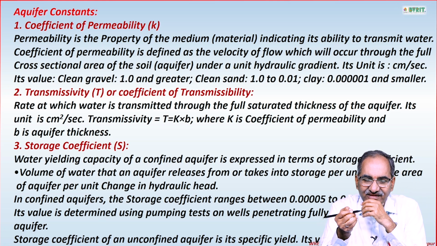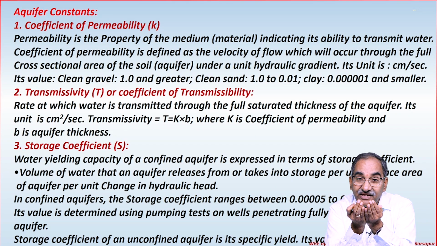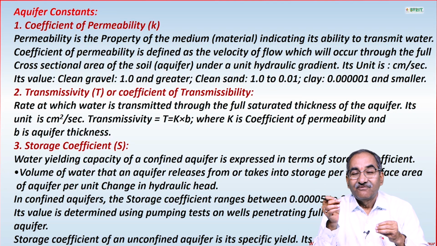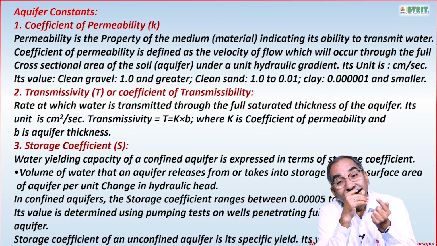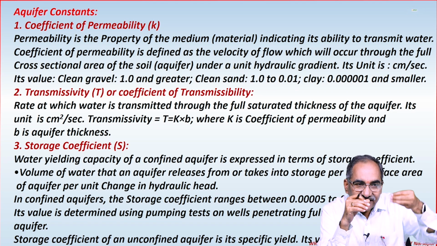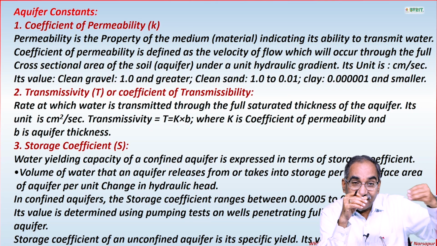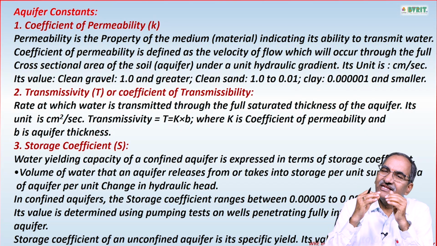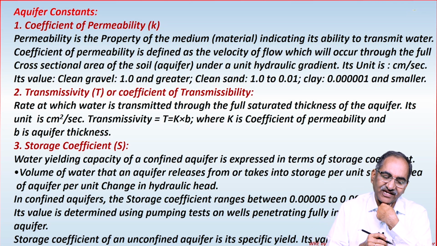What is permeability? Permeability is the property of the material indicating its ability to transmit. What is the ability to hold? Ability to hold is porosity. Ability to transmit is what we call permeability. Permeability means it should be able to drain, it should be able to yield, it should be able to transmit. So it is the property of the medium indicating its ability to transmit water.